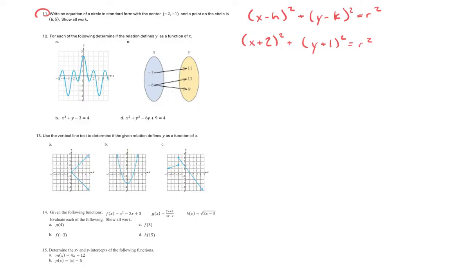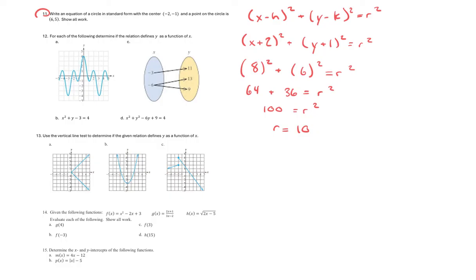So if I plug that in, I'm going to have 8 squared, and then I'll plug 5 in for y, 6 squared equals my radius squared. So this is 64 plus 36 equals my radius squared. So this is 100 equals my radius squared. So our radius of the circle is going to be 10.